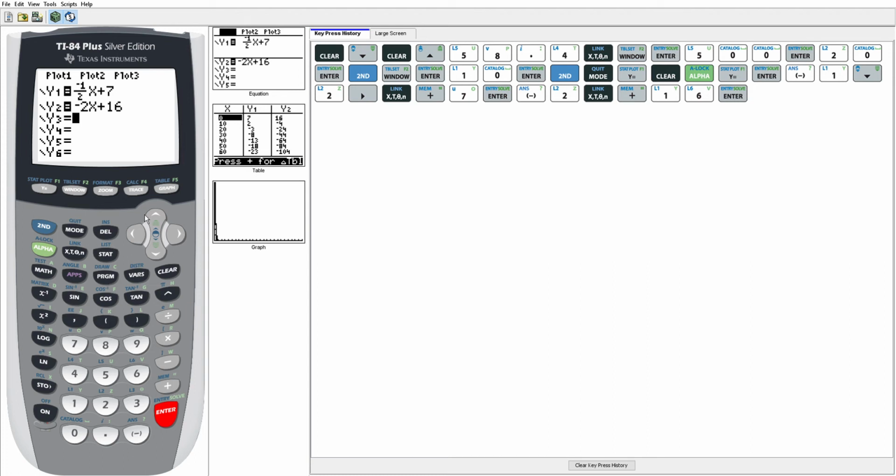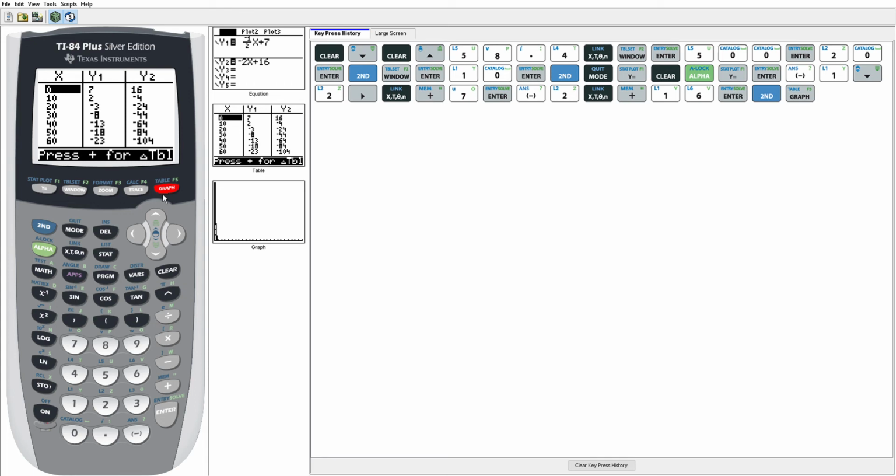To see my table, it's under the Graph tab. It's printed in blue, which means I need to use the second function. I hit second, graph, and that shows me my table. Now you might look at that and say, my table doesn't look like the one in number 5. The one in number 5 starts at 2 and goes up by 2's. We have control over that.